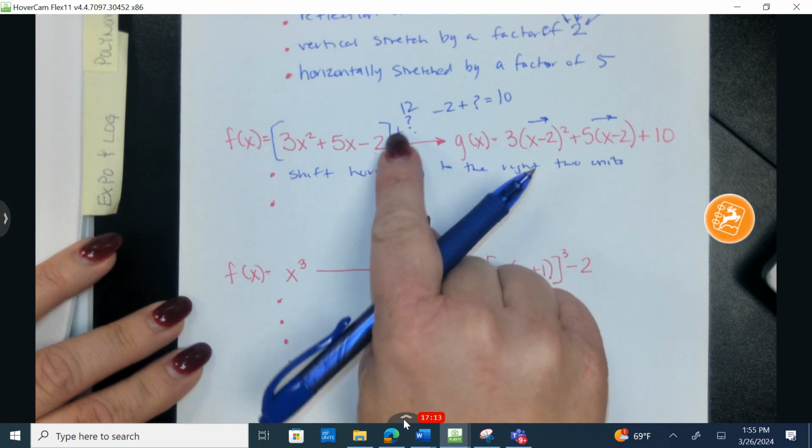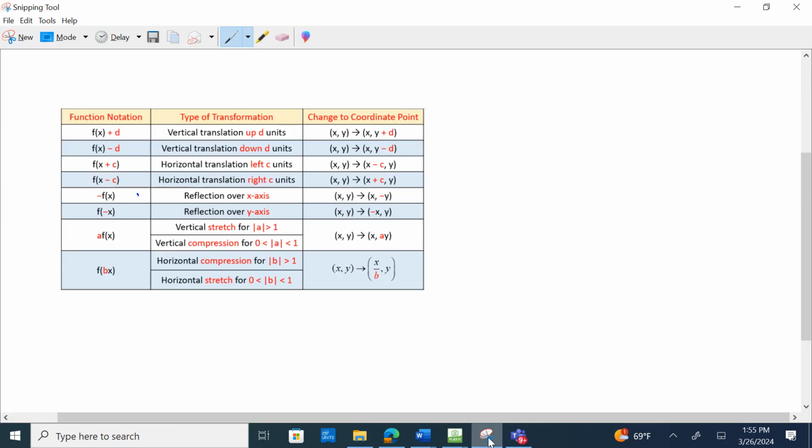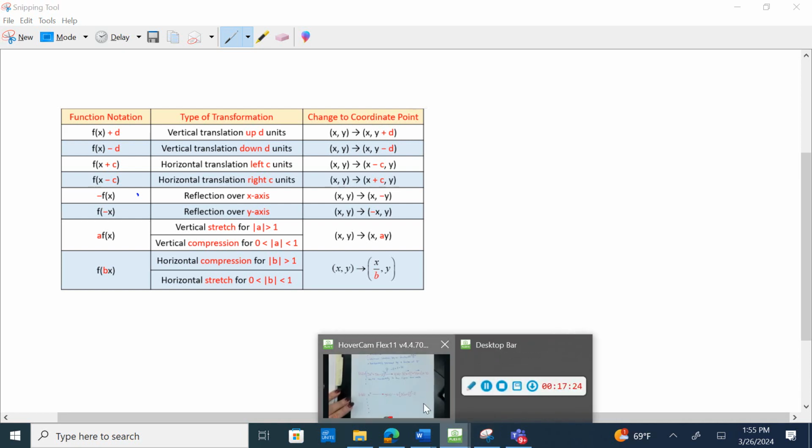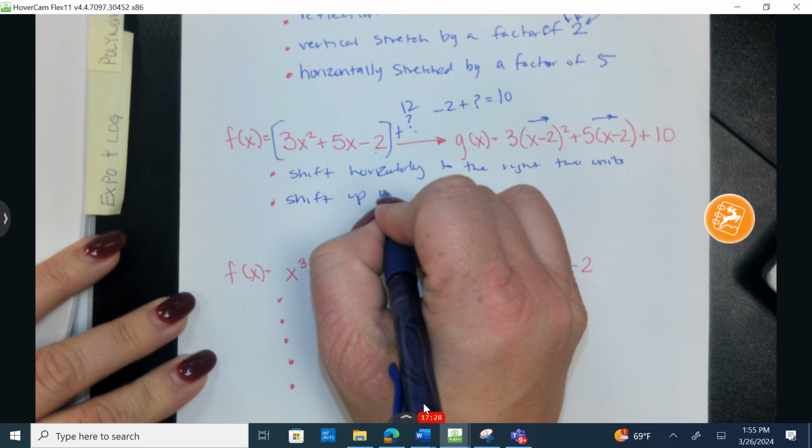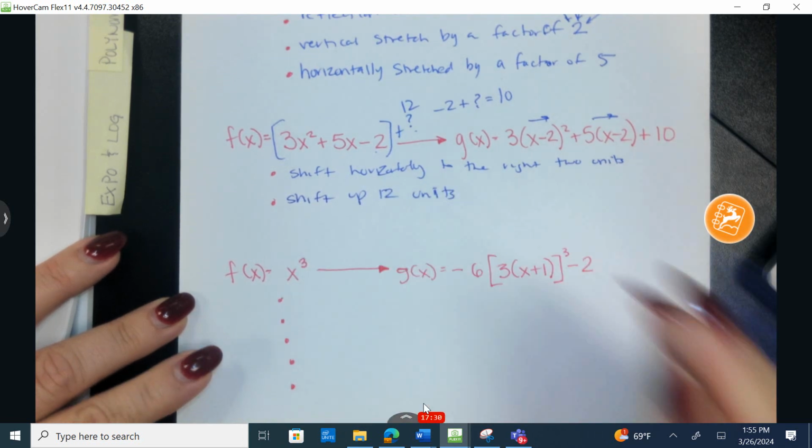Well, when we add behind it, notice up here when I add behind it, it's a vertical transformation, a vertical shift up. So I'm going to shift up 12 units.